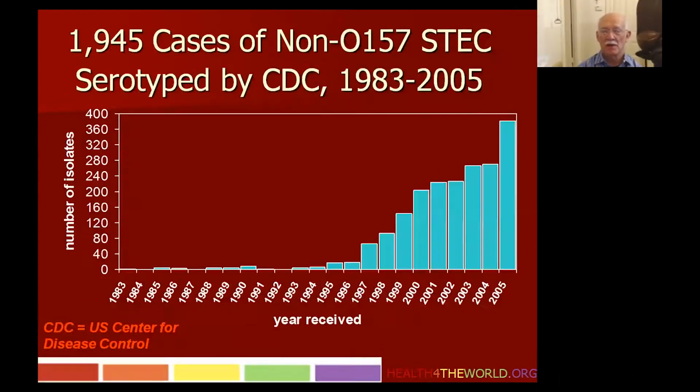This shows the identified cases of non-O157 Shiga toxin producing E. coli as stereotyped by the Center for Disease Control in the United States. And you can see that over the years, the number have been increasingly identified. This does not necessarily mean that there are more cases of diarrhea with this occurring, but that the labs are becoming more skilled at detecting this particular strain.